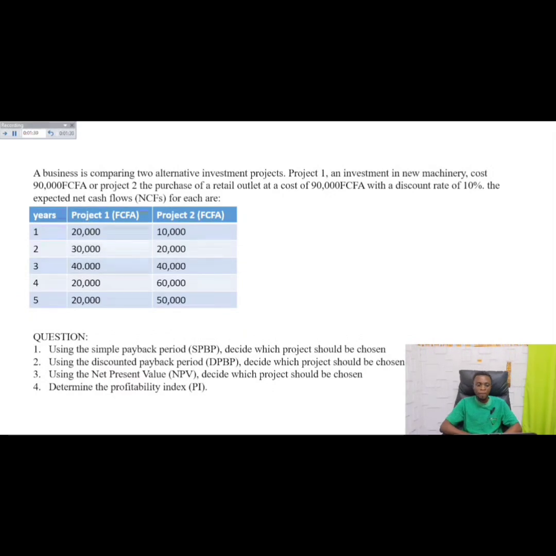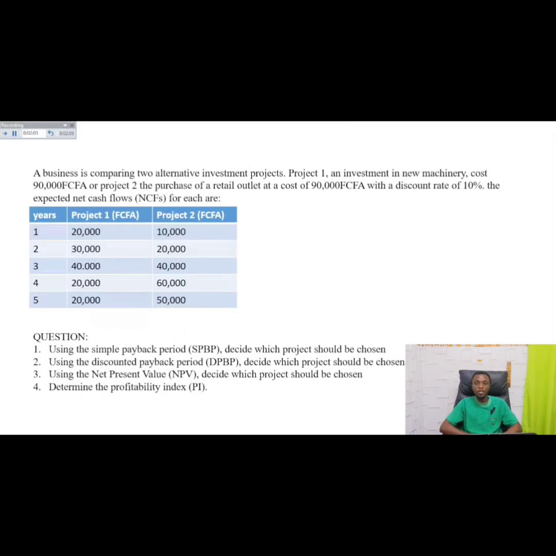rate of 10%. The expected net cash flow for each are: for Project 1, year 1 you have 20,000 francs, year 2 30,000 francs, year 3 40,000 francs, year 4 20,000 francs, year 5 20,000 francs. And for Project 2, year 1 10,000 francs, year 2 20,000 francs, year 3 40,000 francs, year 4 60,000 francs, year 5 50,000 francs. Now the question is, using the simple payback period, decide which project should be taken.